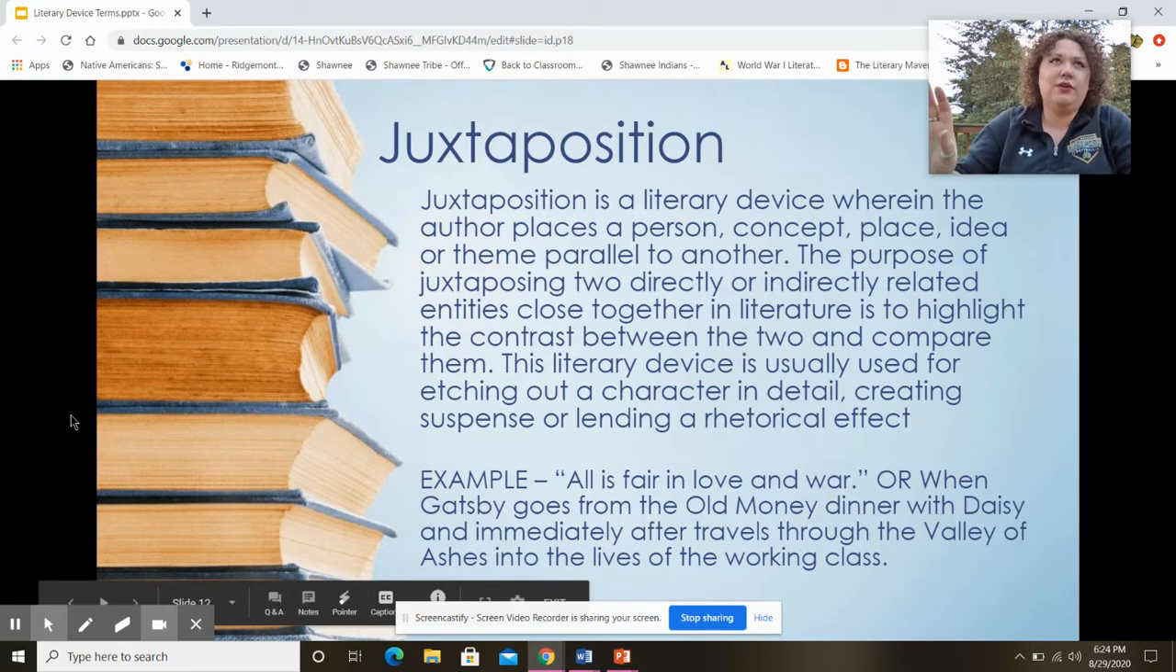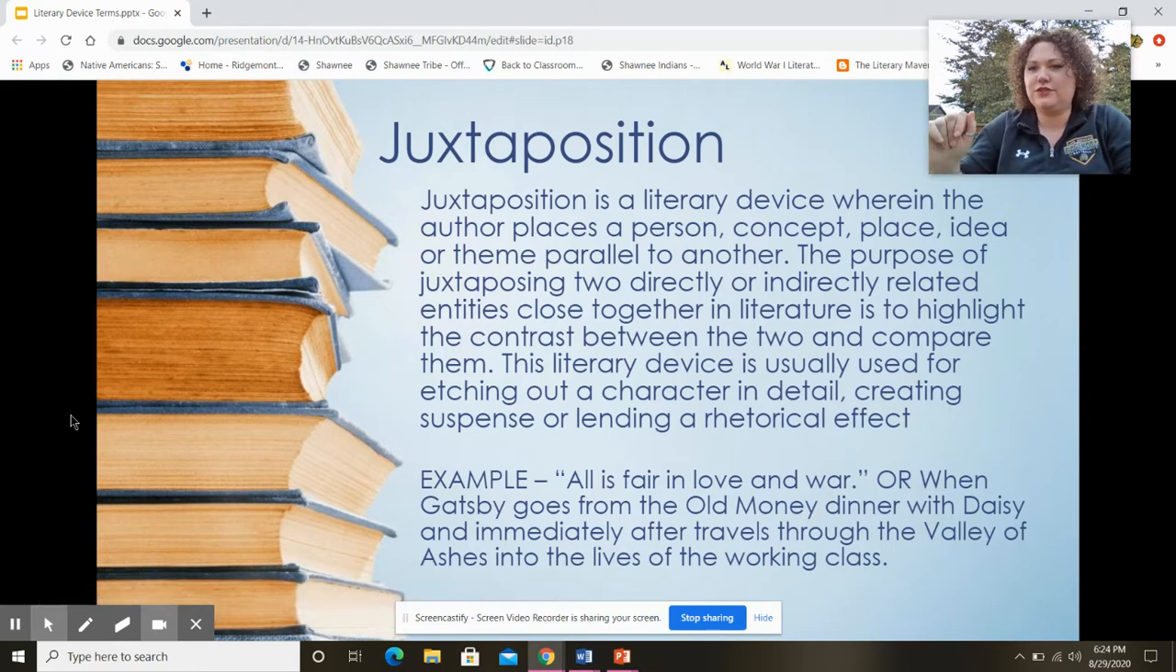Juxtaposition. So for the English 3 and English 4 students, this should be familiar. We went over it last year. For English 2, this is the new word for you. Okay. So juxtaposition is similar to foil, but it doesn't have to do with characters specifically. It's when you have two total opposite concepts, places, ideas, or themes that are parallel to each other. They're happening simultaneously or they're happening next to each other within what you're reading or what you're watching.